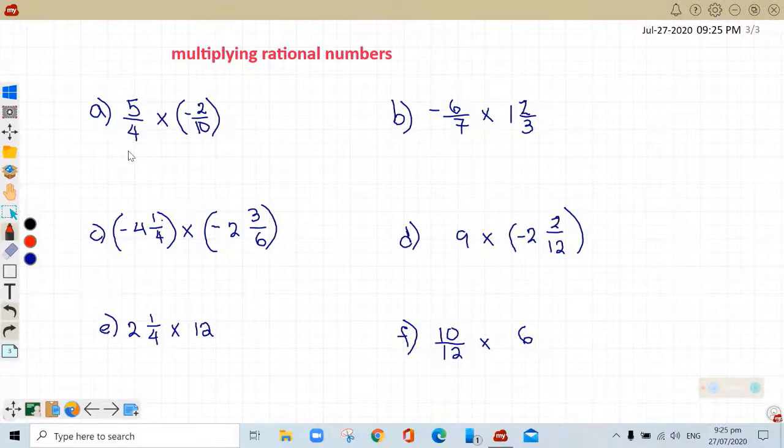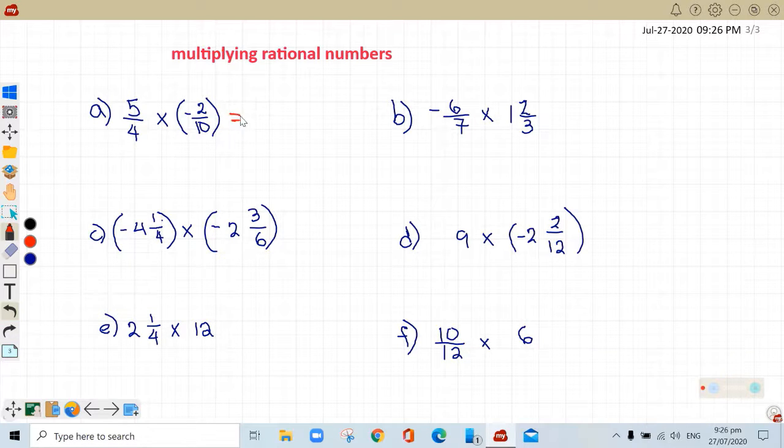Guys, last time we studied adding and subtracting rational numbers. Today, we're going to study multiplying rational numbers. When we say rational numbers, we mean fractions that have signed numbers. To multiply, all we need to do is multiply numerator times numerator and denominator times denominator. Or sometimes we can also do cancellation. So, we will be doing it two ways.